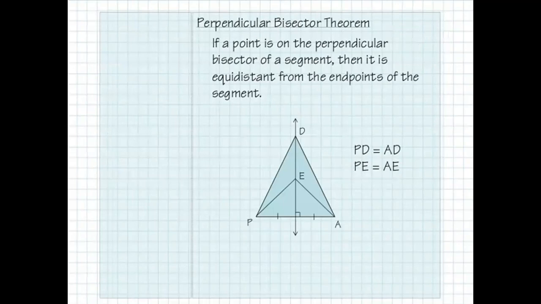Perpendicular bisector theorem. Panya, please read. If a point is on the perpendicular bisector of a segment, then it is equidistant from the endpoints of the segment. So according to this perpendicular bisector theorem, if a point is on the perpendicular bisector of a segment, then it is equidistant from the endpoints of the segment.